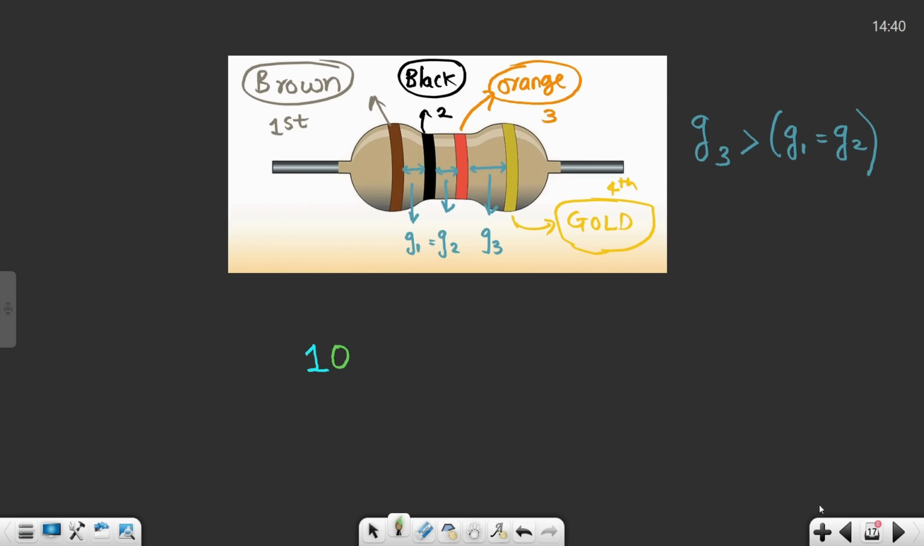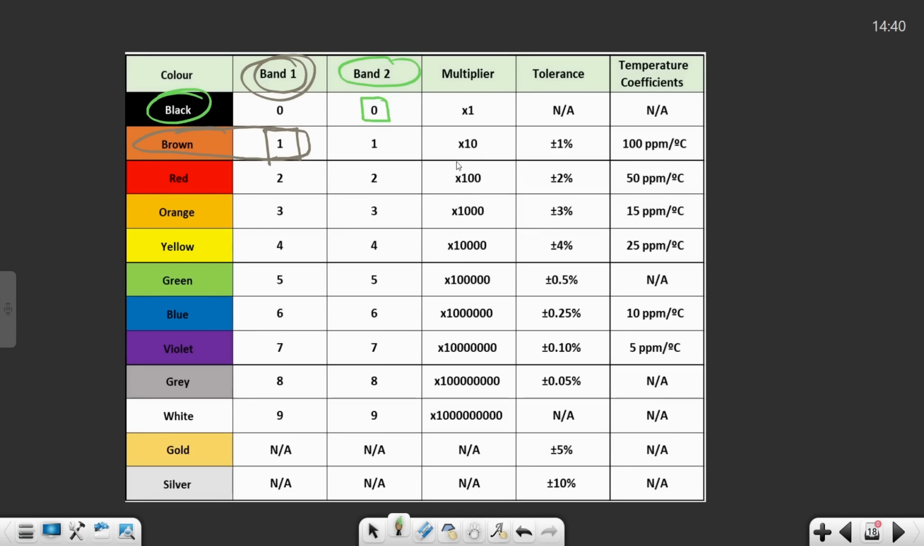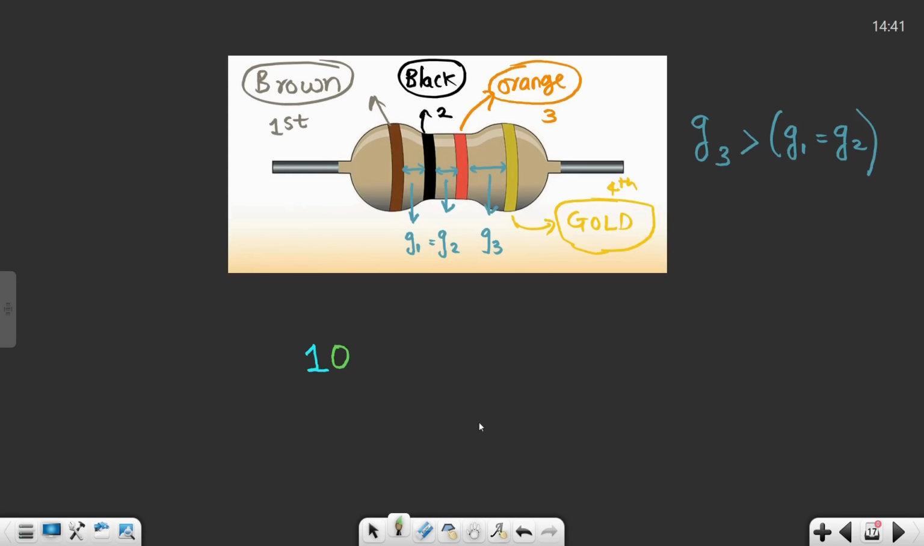Then we have orange. Where is orange? Over here, orange is present at band 3, and this will be my band 4. At the third band we have the value 1000. 1000 is also referred to as 10 raised to 3, so I'll write it as 10 raised to 3.